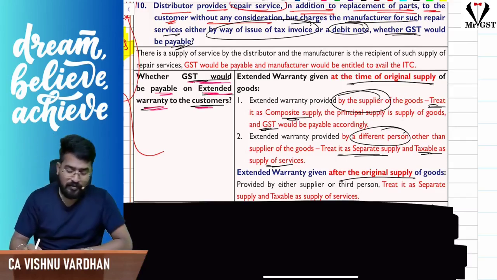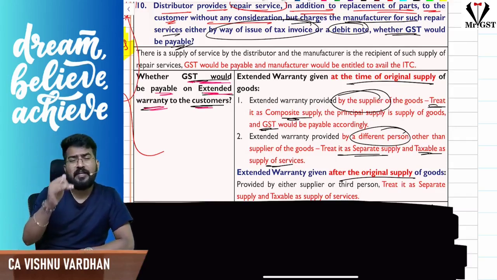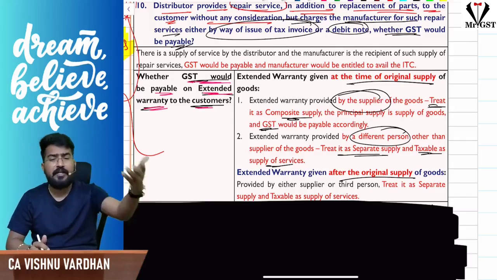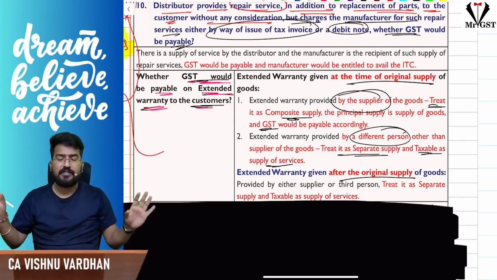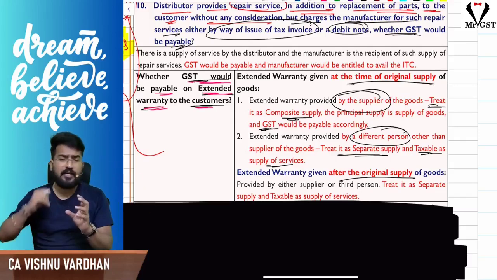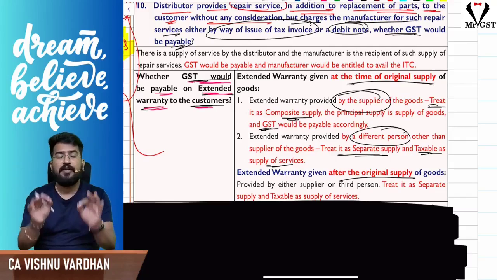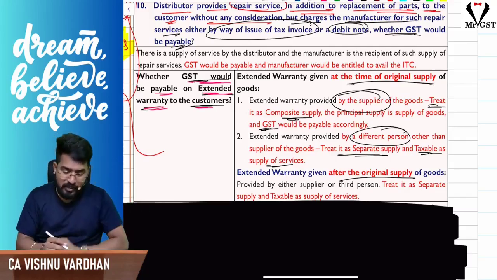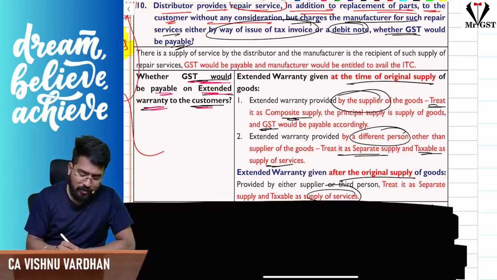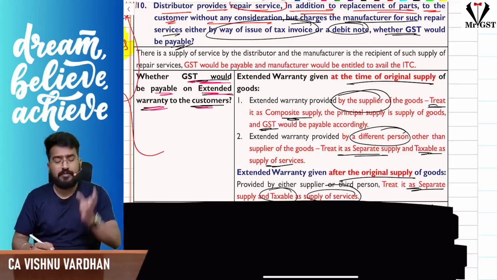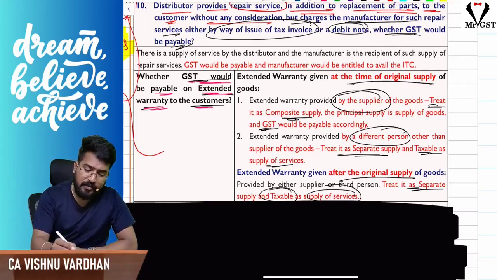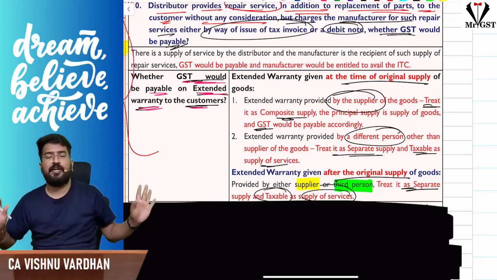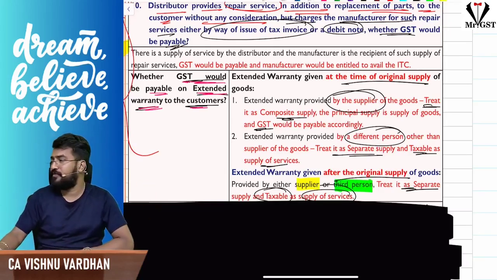So when I am going for extended warranty now, no matter whether the extended warranty is given by the mobile shopkeeper or any other separate person, in both cases, that means when you go for extended warranty after the supply is over, it will be treated as a separate supply and will be taxed accordingly as a supply of service, no matter whether it is provided by the supplier or by a third person, it does not matter. Okay, so that is the point.